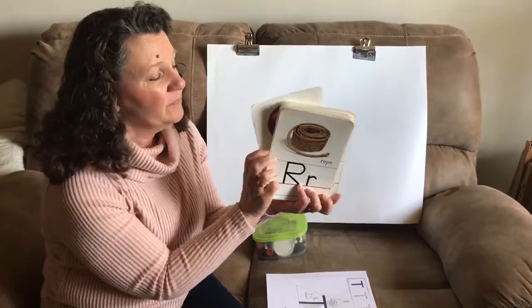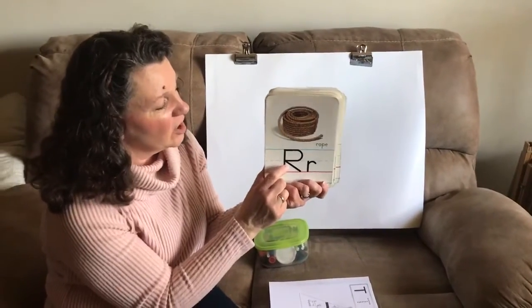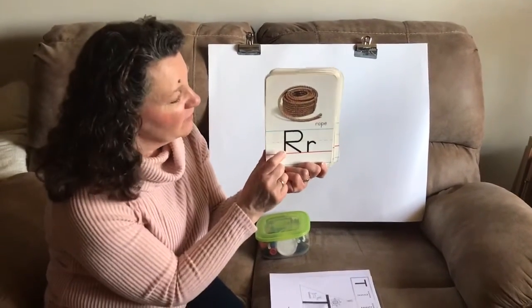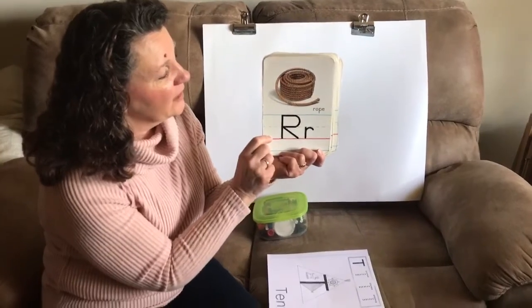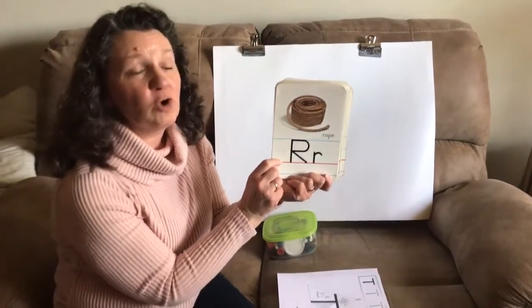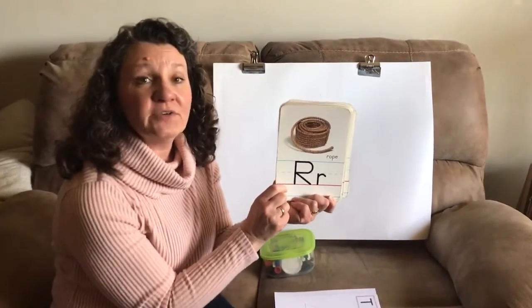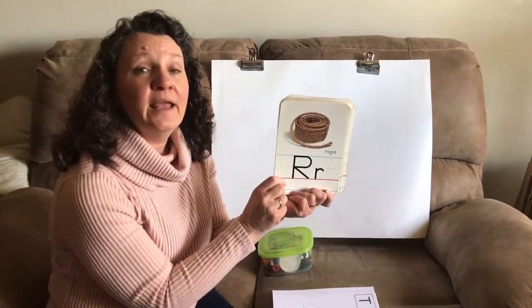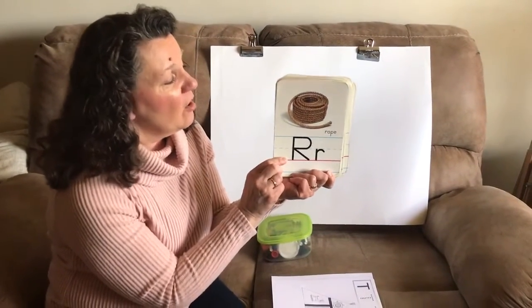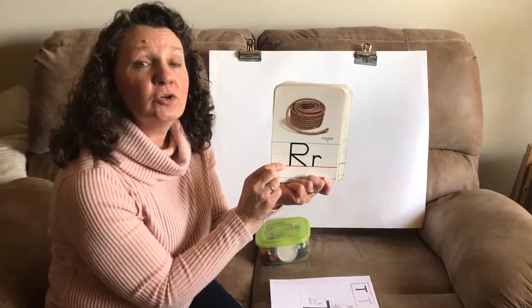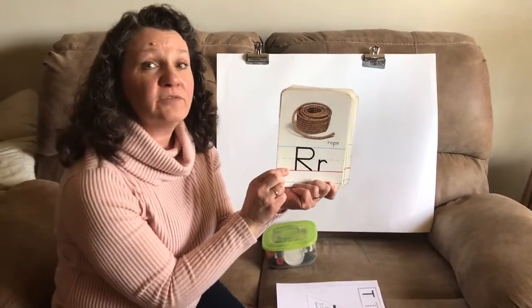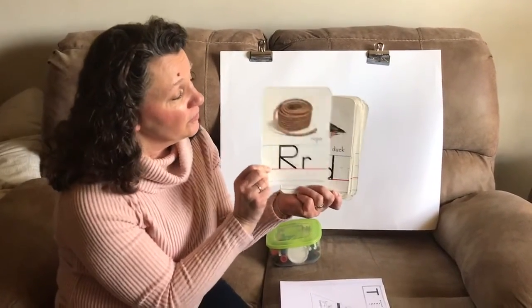And this one is letter R. R makes a sound. So we have our capital R and our lowercase r, which makes the sound like in rope and rhinoceros and run and ring. R is for rope. Don't you remember that one?